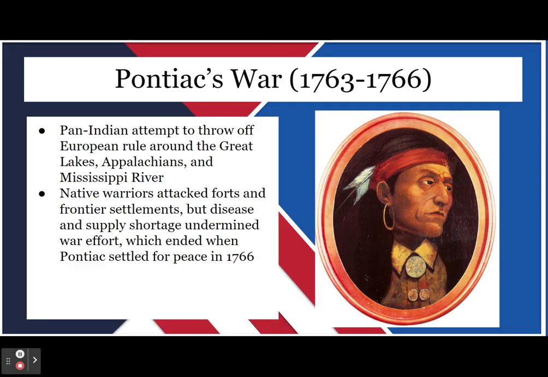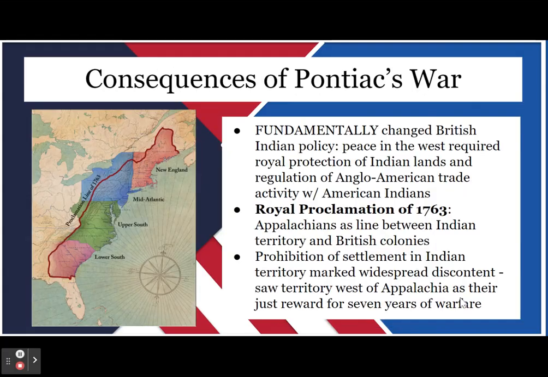Pontiac will settle for peace in 1766, and it's not really going to regain. In 1769, Pontiac is going to be assassinated by another leader, and will never be able to kind of unite those groups again. Okay, so the consequences of Pontiac's War, though, were enormous for the colonists and obviously for Native Americans as well. But it really fundamentally changed the British Indian policy.